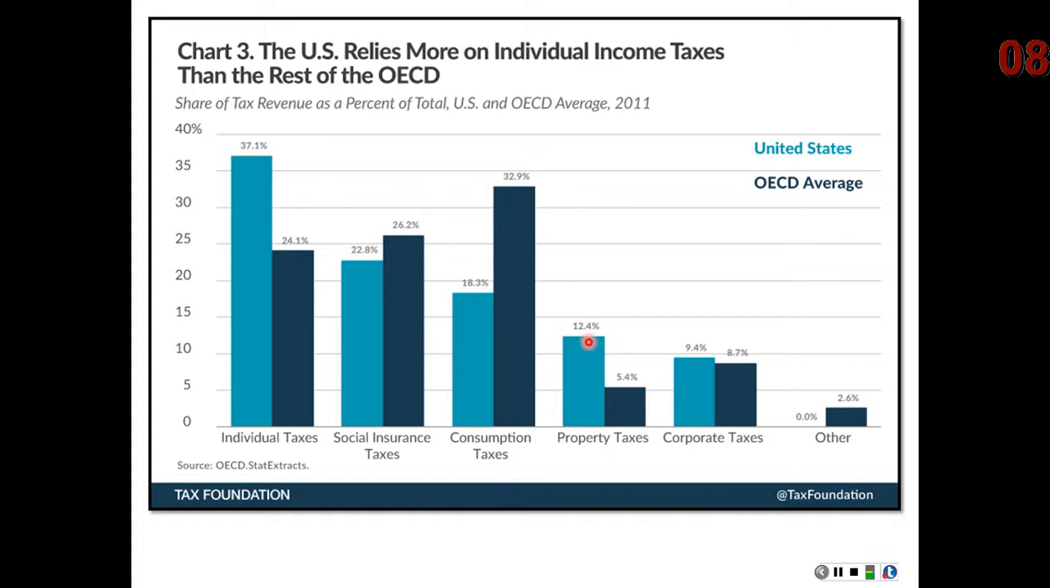And then we do rely more on property taxes. That's especially true at the local and state level. And then corporate taxes are roughly the same. We have a little bit higher corporate tax rates in the United States compared to other countries. And so those are some of the big similarities and differences.